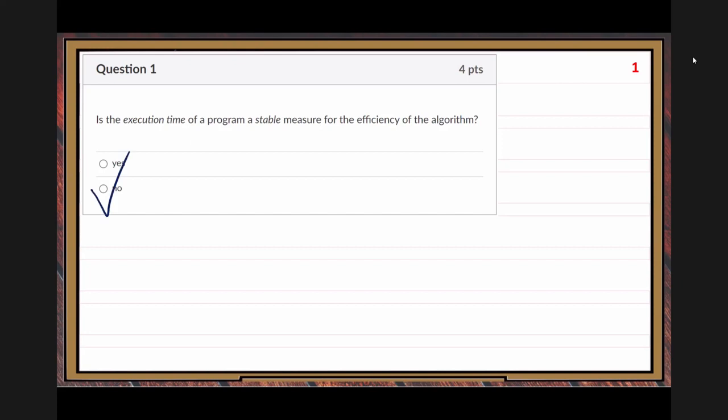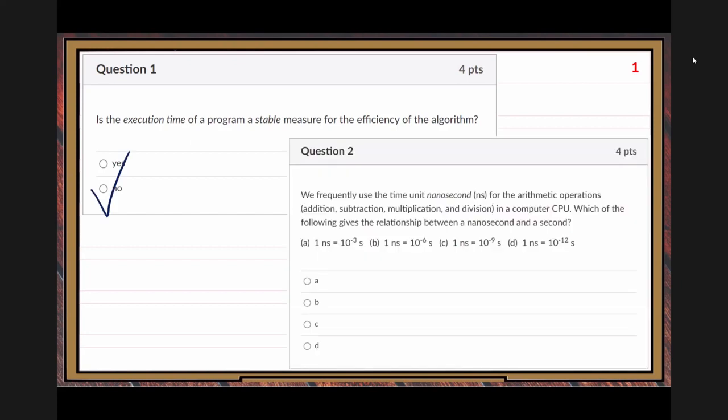The second one, answer pretty simple. Because in class I mentioned it, and also that should be your basic knowledge. 1 billionth. So 10 to the negative 9th power. So that's the option C.